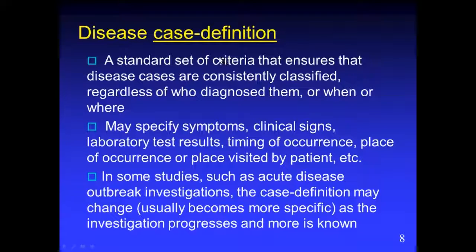And it may change over the course of an investigation, and this is particularly so with acute disease outbreaks, where you start off knowing very little, and you might define a case for the purpose of the investigation very broadly, say with vomiting and diarrhea. But as time goes on and you learn more about the disease organism, you might bring in a requirement that there be a lab test, that there be lab confirmation. So the case definition can change depending on the stage of an investigation.